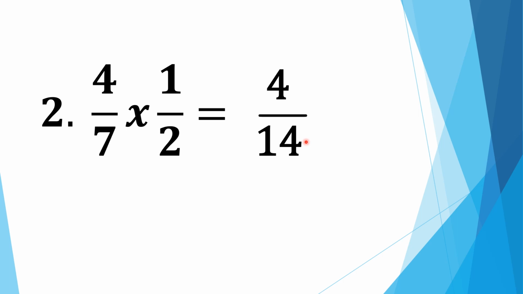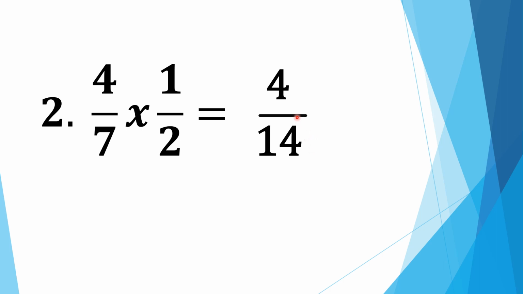Let's find what is the greatest common factor of 4 and 14. What is greatest common factor? Greatest common factor of two or more numbers is the largest number that can divide the numbers without any remainder, or the answer is a whole number. So what is the greatest common factor of 4 and 14? The greatest common factor of 4 and 14 is 2.